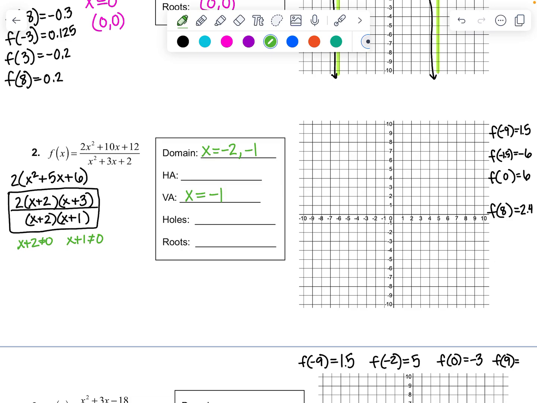All right, horizontal asymptotes. This is where we are looking at the exponents. So I look at my leading exponents here. They are the same. If we look back at our rules, the same exponents in the numerator and denominator will tell us that we need to divide the coefficients. So I'm going to take 2 over 1, which is 2. That tells me my horizontal asymptote is y equals 2.